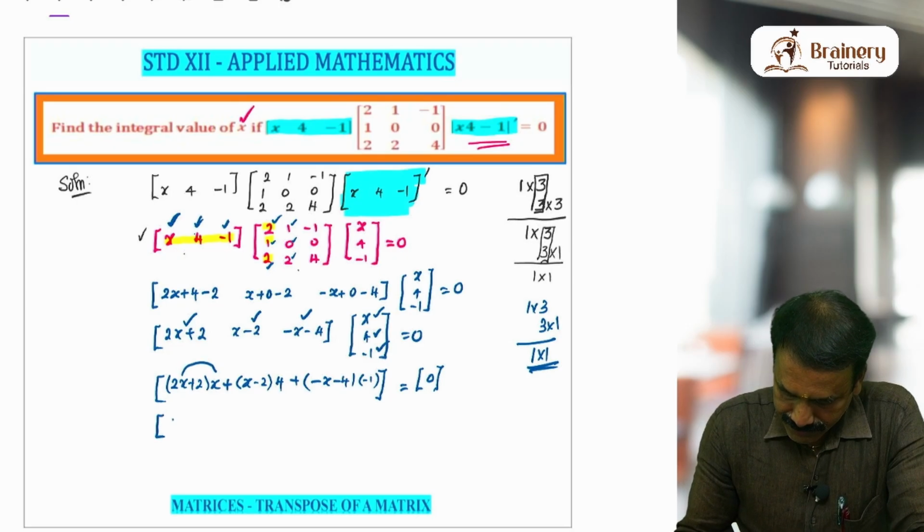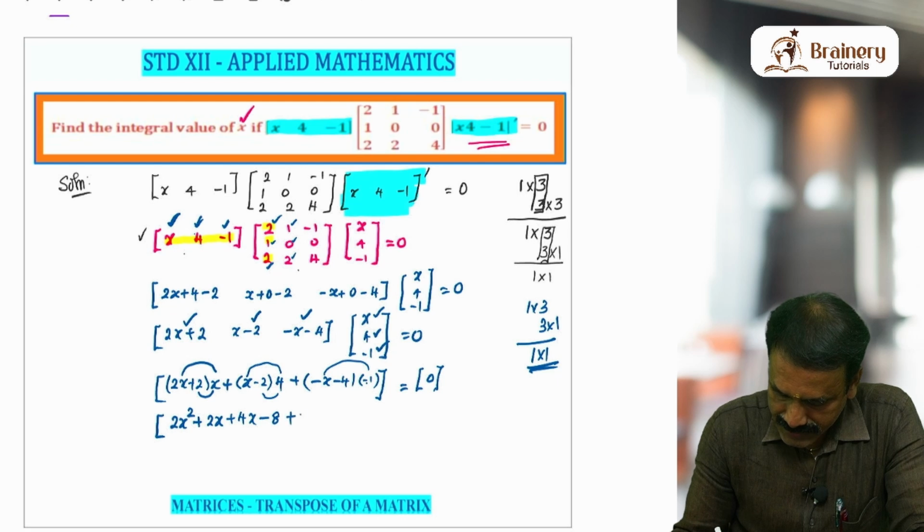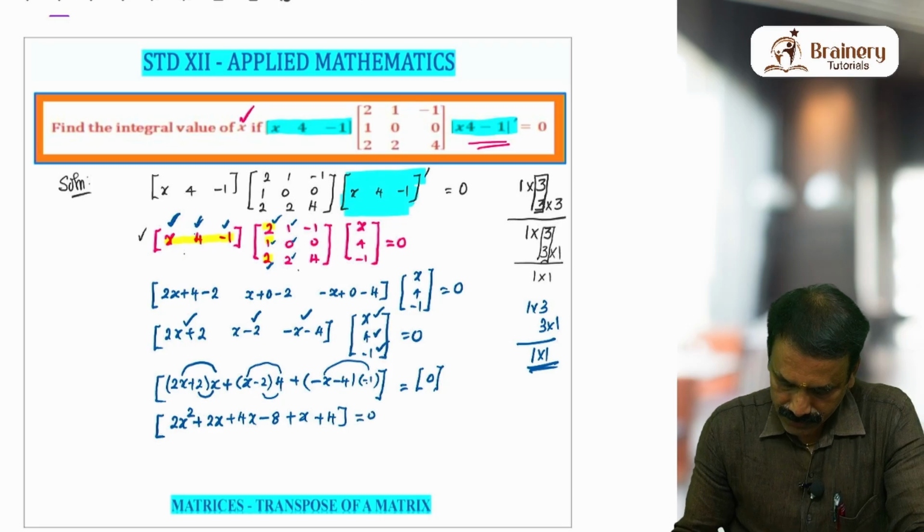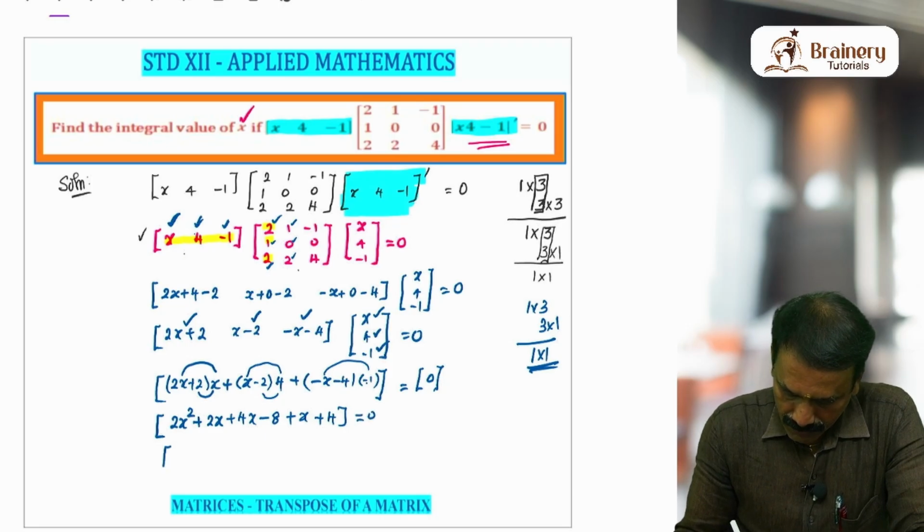2x into x, 2x square, 2 into x is 2x. 4 is multiplied with x, 4x. 4 into minus 2, minus 8. Minus 1 into minus x, so it changes to plus x. Minus 1 into minus 4, plus 4, is equal to 0. So it is going to have only one x square term. It is nothing but 2x square.